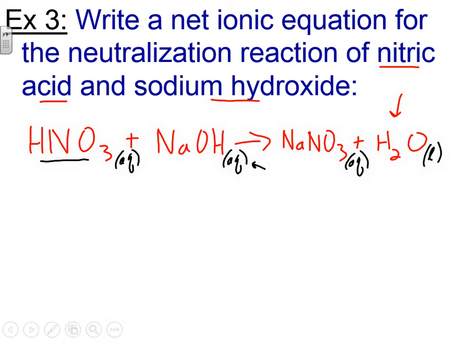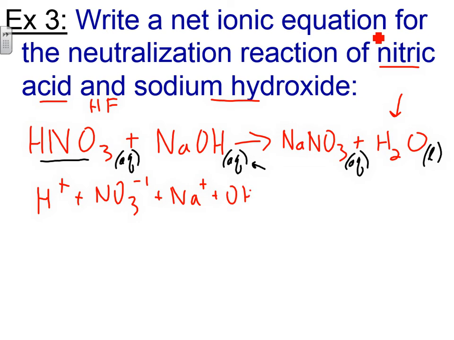But realize that if you had something like HF, technically that would not split up. So you would not write it the same way for HF, it would be slightly different. But in this case, the H+ splits up from the NO3-. The sodium splits up from the hydroxide. On the right side, sodium splits up from the nitrate, and these again split up because they dissociate in solution. That's kind of the definition of how they exist in solution.